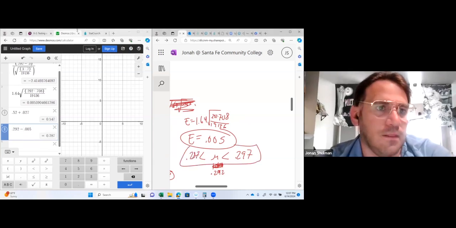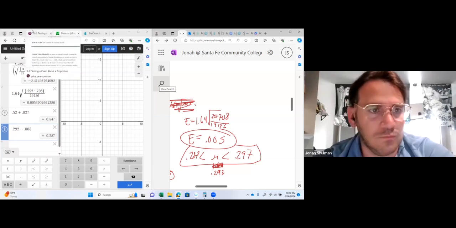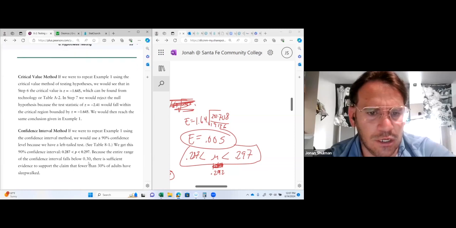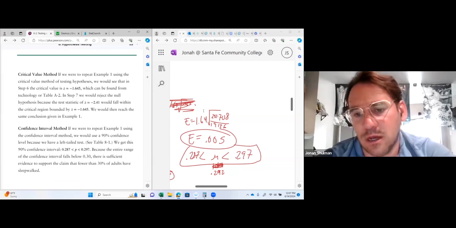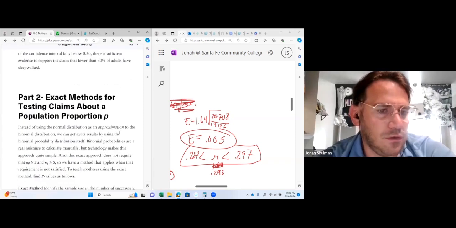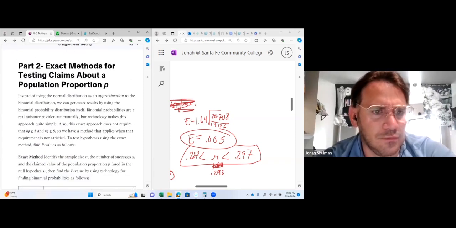Let's see if I made a mistake, you know, it happens. 0.287, 0.297. We got it. So we're 90% confident that our answer falls within this range. Sweet. Let's keep it going.